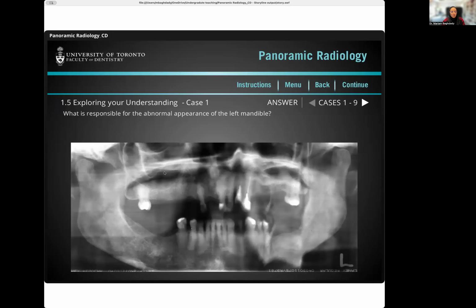So what we're going to do now, the next part, is we want to explore our understanding a little bit. So I want this to be a bit interactive. So what do you think is responsible for the abnormal appearance of the left mandible? You can unmute yourself, or if you want to write it in the chat, you are also welcome to do that. Patient was not in the center.